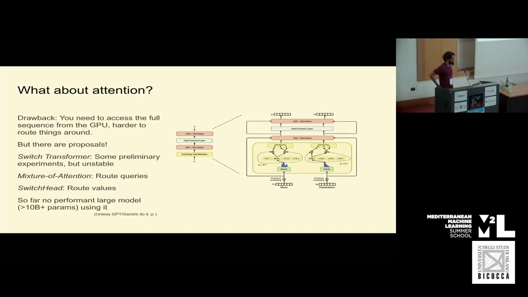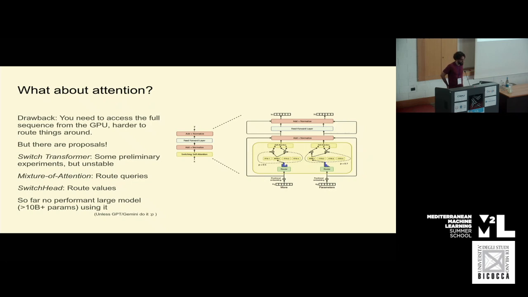So one question you might be asking is, what about attention? We're replacing feed-forward layers with MOE layers, but why don't you replace every layer with MOE layers? One big drawback is that you need the full sequence on the same GPU if you're considering expert parallelism. So it's harder to route things around with attention. Harder is very relative, though. You can do it. It depends on how you implement it, but it's just one point to consider.